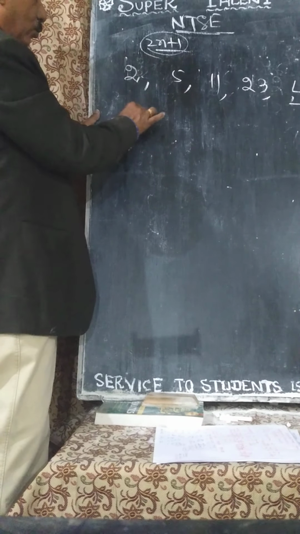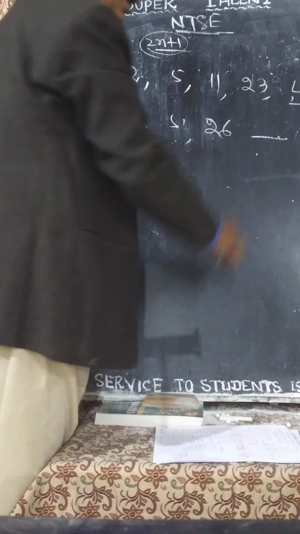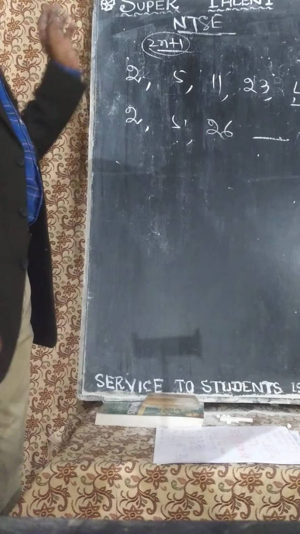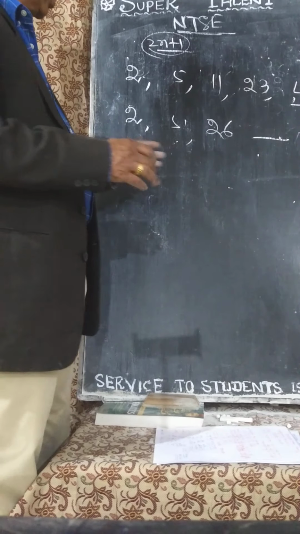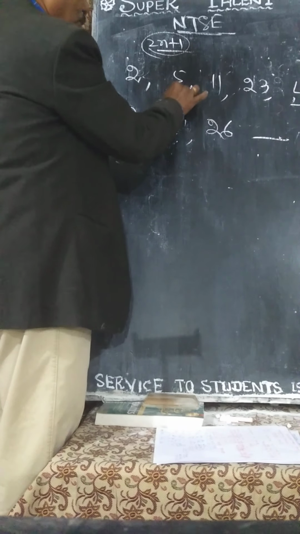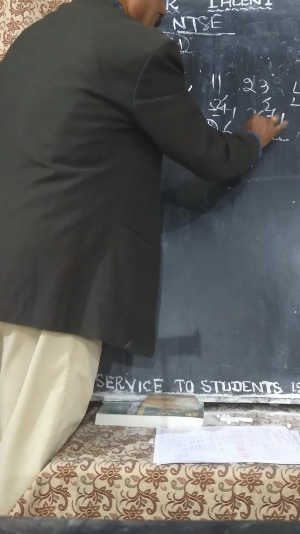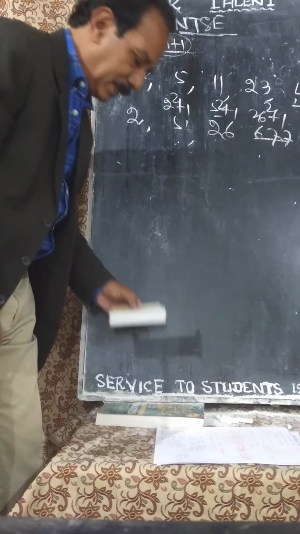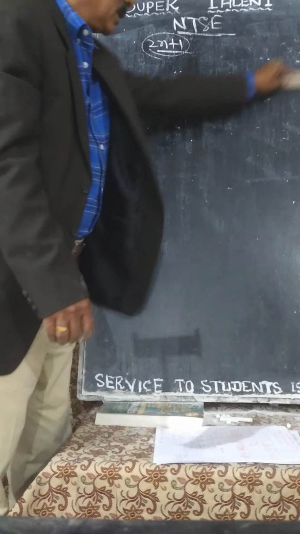Then the same question: 2, 5, 26. What is the answer? You tell it. Same 2, same 5. This is important. So a simple question. Don't take it lightly. You should be very serious about this. Here, see: 2 squared plus 1, 5 squared plus 1, 26 squared plus 1. It will be 677. Right? It will be 677.